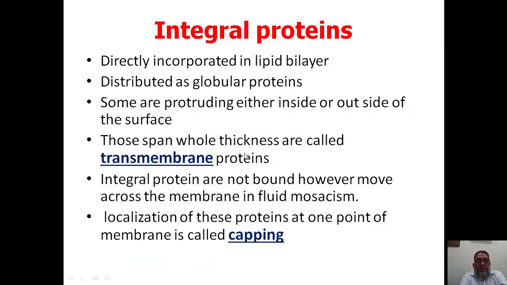Now, integral proteins are directly incorporated in the lipid bilayer. They protrude either inside or outside through the surface. Those that span the whole thickness are called transmembrane proteins. So integral proteins are those which are directly incorporated within the lipid bilayer. This is the definition. They are distributed as globular parts, either inside or outside the surface. They are called exoproteins or endoproteins, and those that span the whole thickness are called transmembrane. These are the three varieties of integral protein.